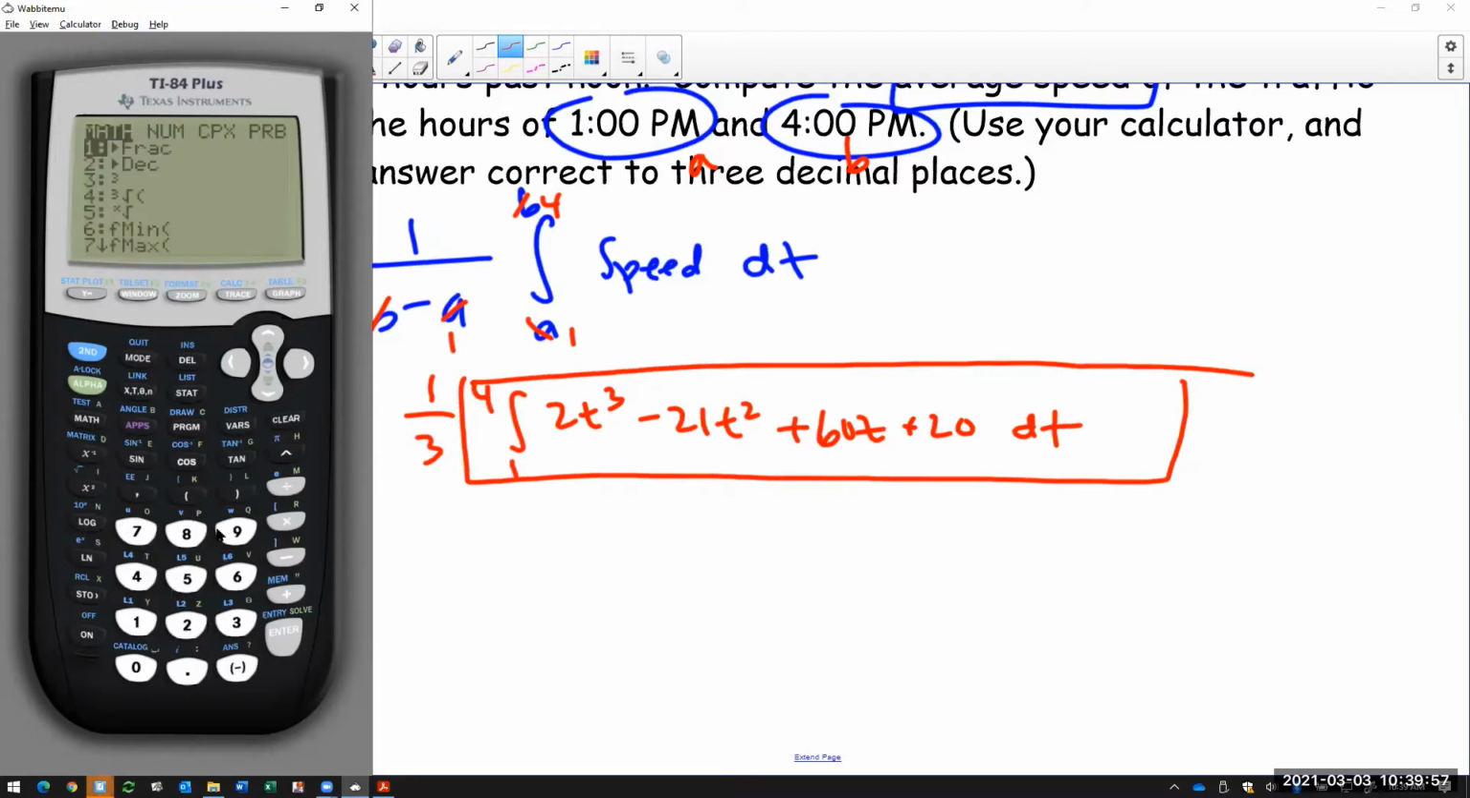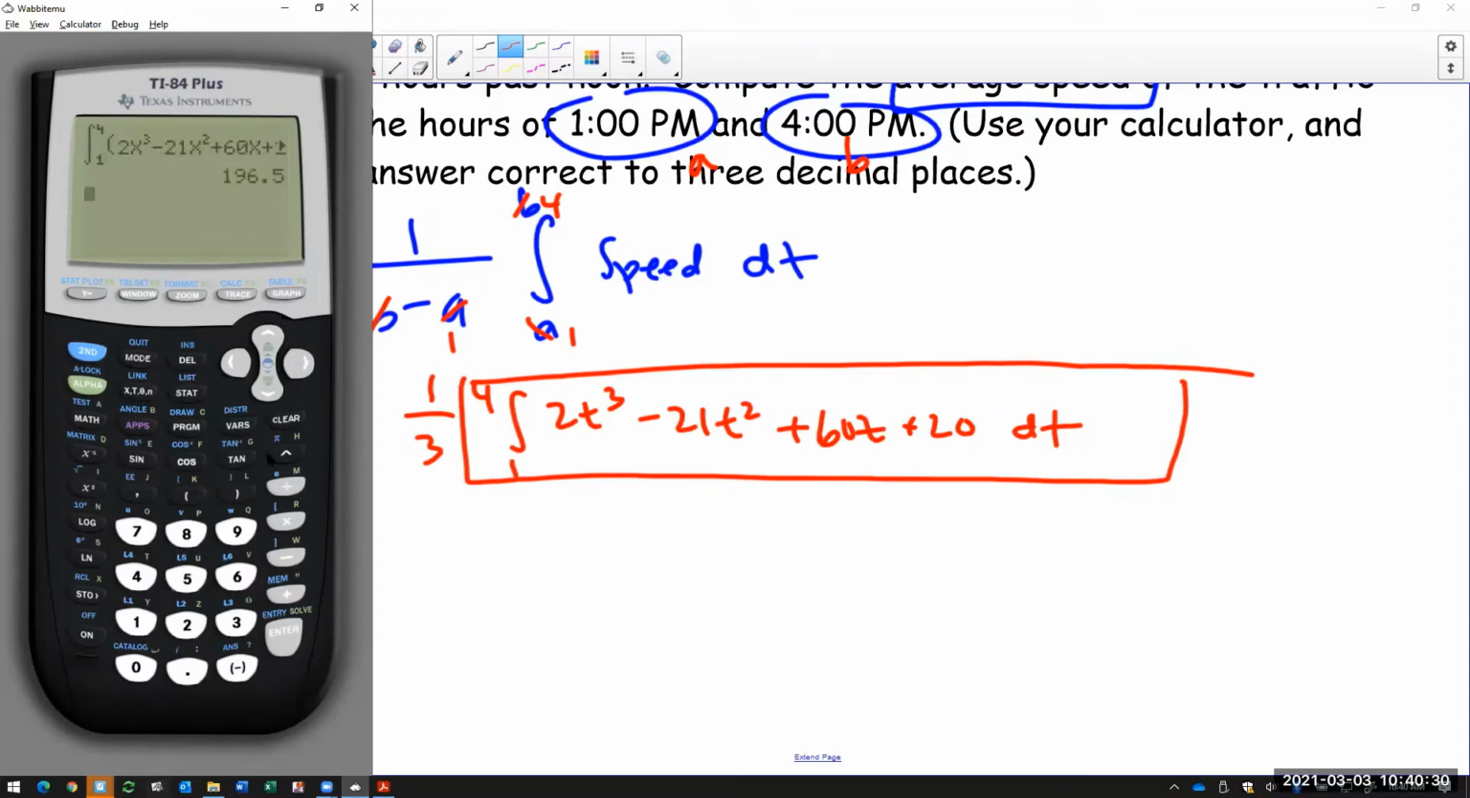So that's going to be a math 9. Okay, I'm going to go from 1 to 4. Okay, the function is 2. I know it says t, but I'm going to use x's. Shh, just don't tell my calculator I'm cheating on it. Okay, minus 21. I need a minus sign. Minus 21 x squared plus 60x plus 20. Okay, make sure I put an x out here.